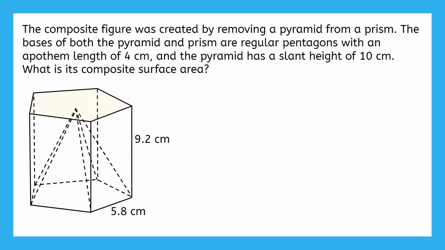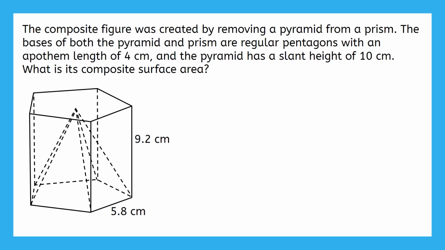From the prism, we have this face and all 5 lateral faces. The second base, which would be here, has been removed. From the pyramid, we have all 5 lateral faces. Its base is also not here because that opening is what creates the hollow space inside of the prism.